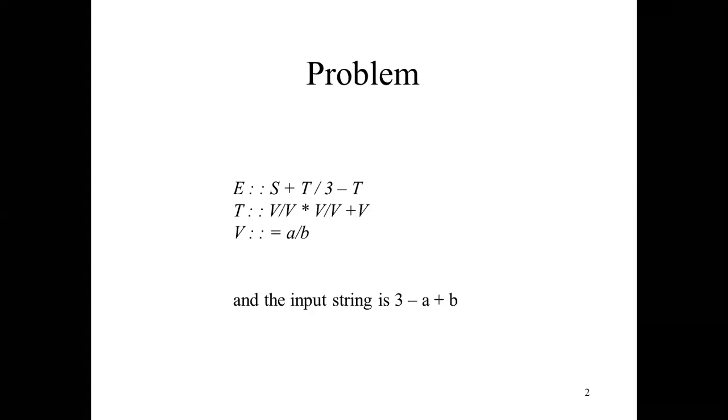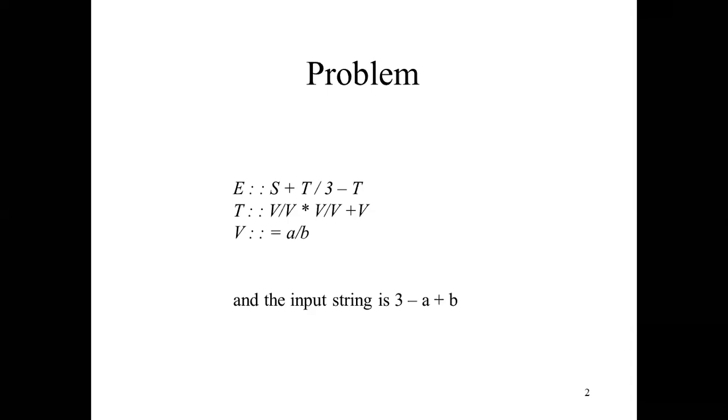So V is here equivalent to A or B. So we can choose either A or B. That is only one character here. Okay. So in the first step, you can see we can choose S plus T or 3 minus T. In the second step, you can see we can choose the value of T only single V, or V star V, or V plus V. So we have so many options that are already mentioned in the problem.